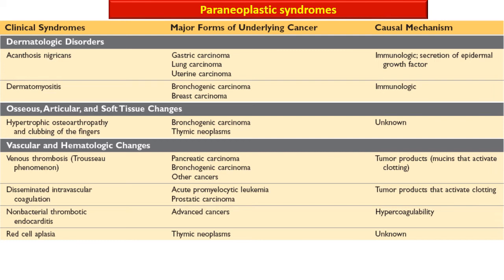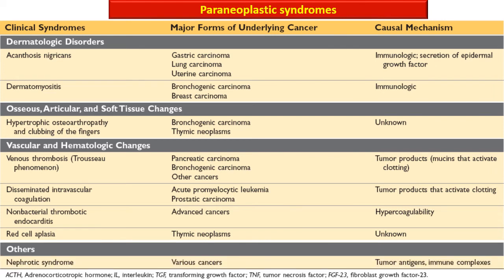The DIC or disseminated intravascular coagulation is also due to tumor products that activate clotting, and it is seen in acute promyelocytic leukemia and prostatic carcinoma. The non-bacterial thrombotic endocarditis is due to a hypercoagulable state, and it is seen in advanced cancers. Red cell aplasia has unknown etiology, and it is seen in thymic neoplasms.